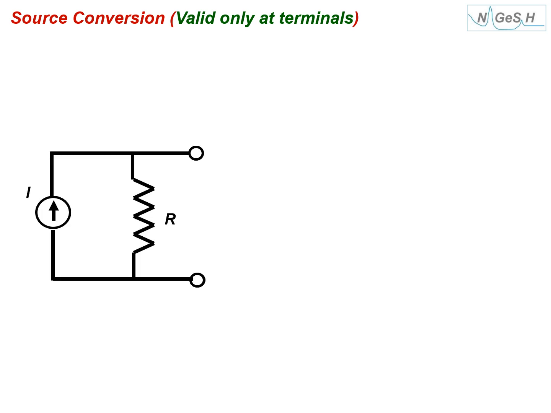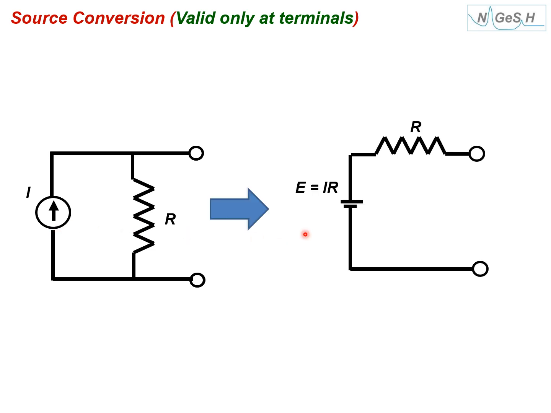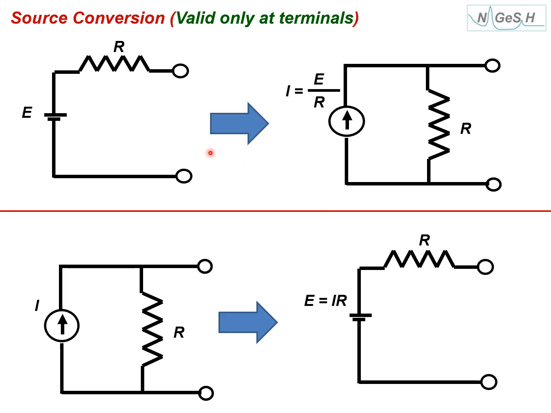Similarly, you can also convert a current source. A current I and a resistance are in parallel. A current source with a resistance in parallel can be converted to a voltage source with a resistance in series. Again, R will be the same, and E equals IR. If you see, these two are equivalent; you can convert this back to this. So a voltage source can be converted to a current source, and a current source to a voltage source. Now let's see how it will simplify our analysis with the help of some examples.